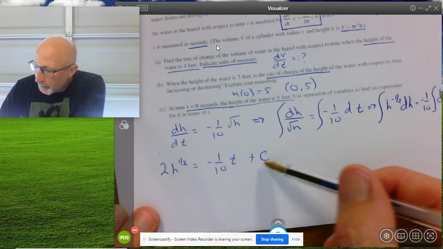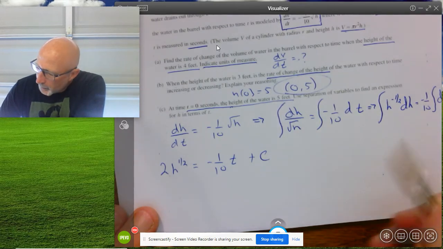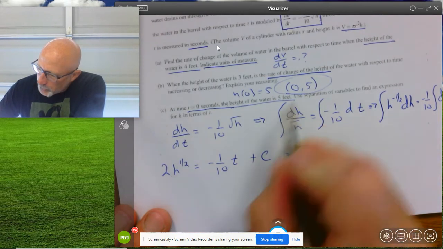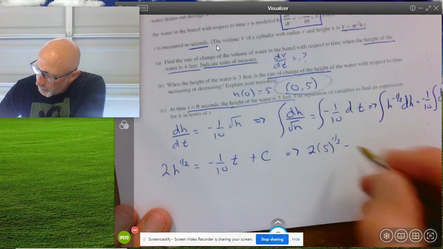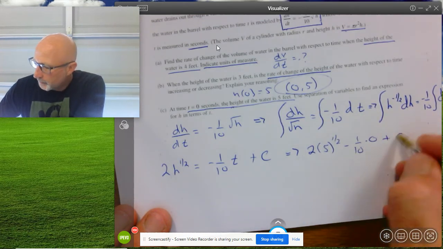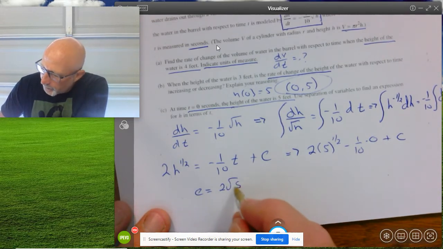Now the key is, how do you find the constant value here? You have that equation. Okay. So I'm going to have 2 times the square root of h. Well, h is 5. And then minus 1/10 times 0 plus c. So c turns out to be equal to 2 root 5.